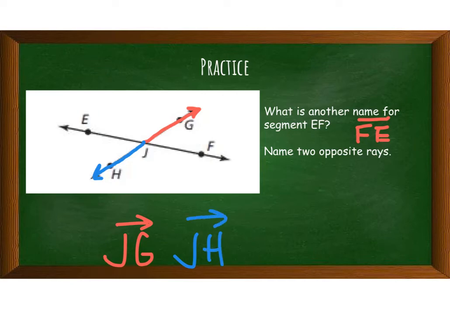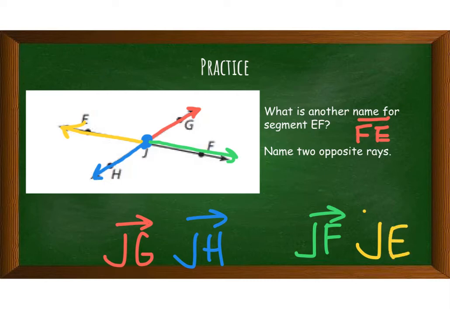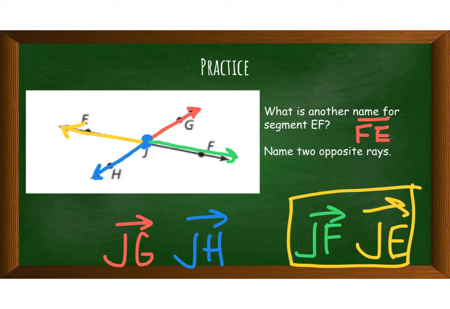Notice how J is coming first in both scenarios because that is our endpoint. All right, let's use two new colors. So JF and then JE is the opposite ray. You could have used this one or you could have said this one.